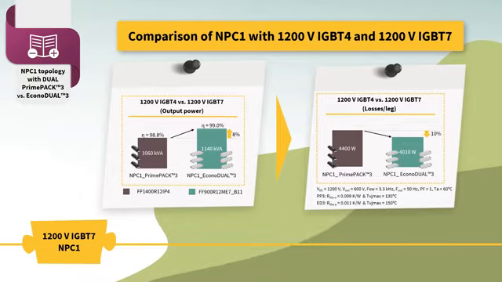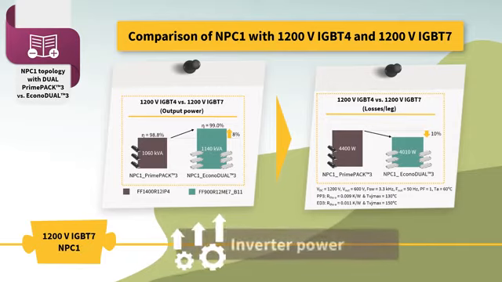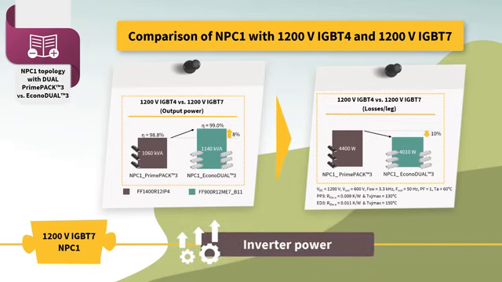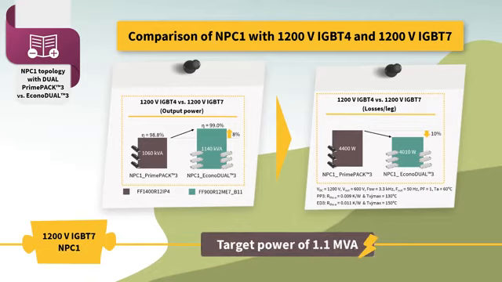In addition, IGBT7 chip technology comes with a short time overload operation that reaches up to 175 degrees in order to cope with short-term overcurrent operations which occur during grid ride-through events. This enables the possibility to increase the junction's operating temperature as close as possible to its allowed maximum. This may allow the increase of the inverter's power since it will be operated with lower safety margin limits under nominal operation. In fact, it is possible to reach a target power of 1.1 MVA in a 2-module parallel configuration.